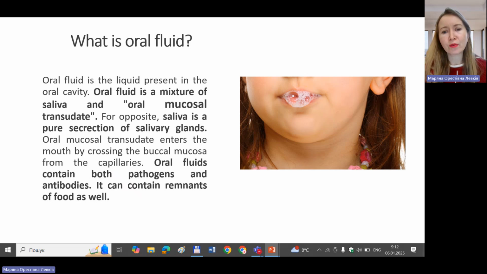But what is oral fluid? Oral fluid is the liquid that is present in the oral cavity. Oral fluid is a mixture of saliva and oral mucosal transudate. In contrast, saliva is a pure secretion of salivary glands. Oral mucosal transudate enters the mouth by crossing the buccal mucosa from the capillaries. Oral fluids contain both pathogens and antibodies. It can contain remnants of food as well.